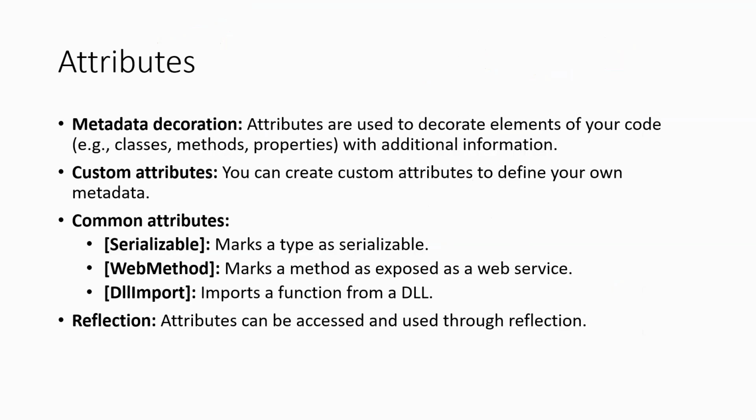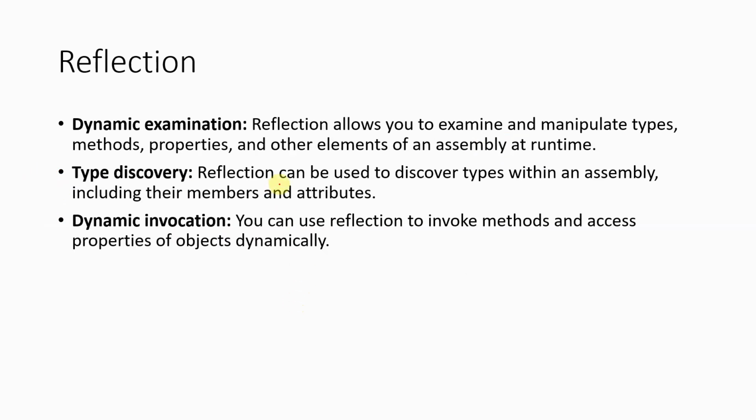And now we will go with the attributes. Attributes are mainly used for the decoration of the elements available inside your code, or to provide some additional information related to your programming elements. You can have the common attributes, that is the system attributes, and also you can create your own attributes, which are the custom attributes. And reflection is the mechanism which will access these attributes during the runtime. Reflection is mainly used to examine and manipulate the types, methods and properties available inside your code during the runtime.